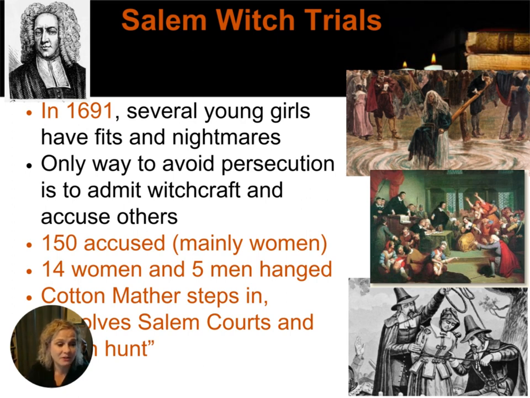By the end of it, 150 people were accused, 19 people were hanged, 14 of them women. One guy was actually pressed to death. Literally, his bones were crushed. And that's how he died, because he wouldn't admit he was a witch. And so today we look at that as a witch hunt, right? That's where the modern terminology comes from.